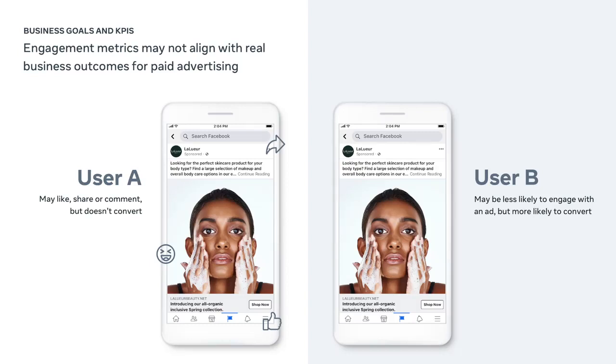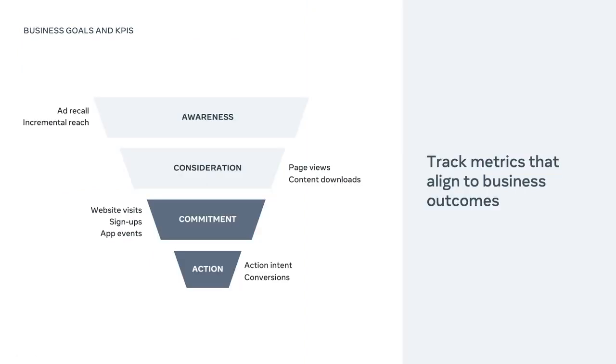For example, people who like or comment on a paid ad may be less likely to purchase or convert. This means that an ad with low engagement doesn't necessarily mean that the ad was ineffective. Similarly, you shouldn't necessarily devalue people who don't engage with your ads. That is why it's important to not rely on engagement metrics and instead choose the metrics that matter most to your business goals. Here are some Facebook metrics that you may want to focus on.